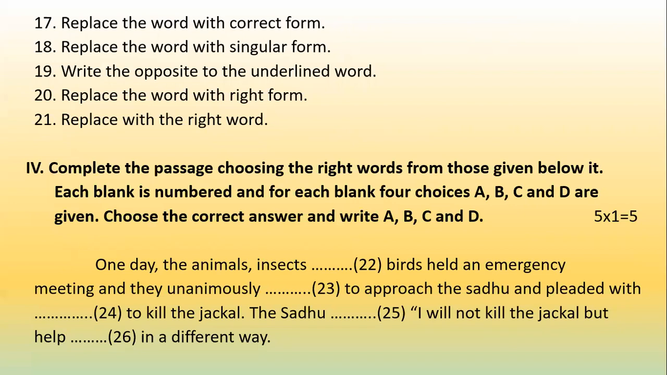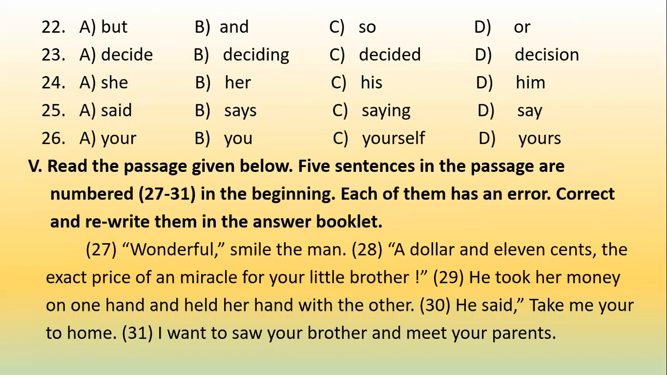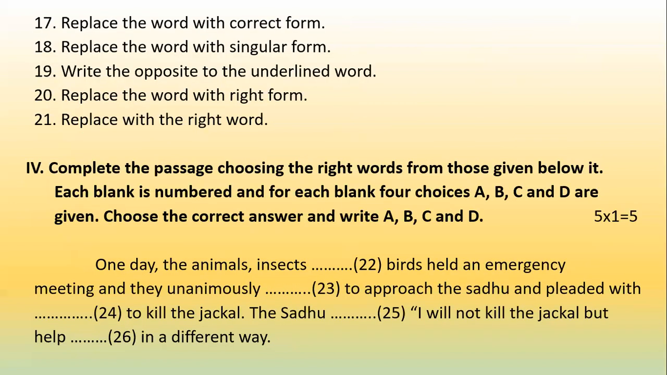Now, 26. I will not kill the jackal, but help dash in a different way. Okay, children? Help you, yourself, yours. So you all know, you. Help you. So 26, B. For this also, you will be allotted 5 marks.